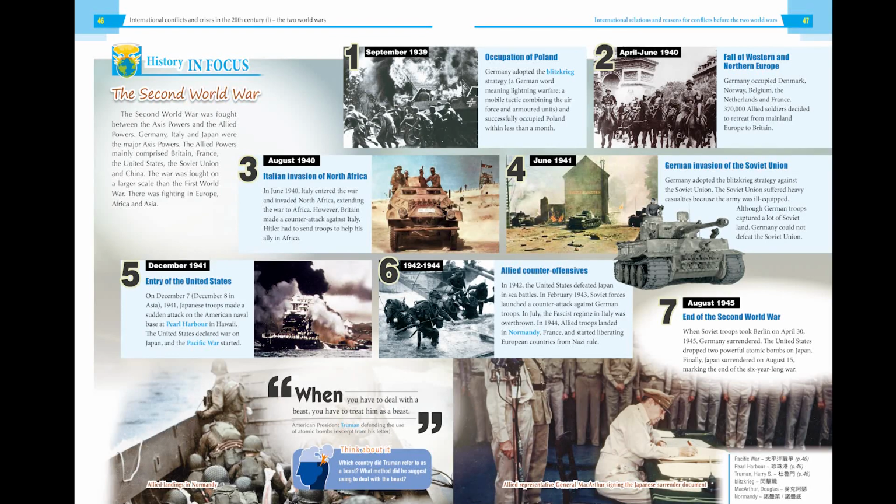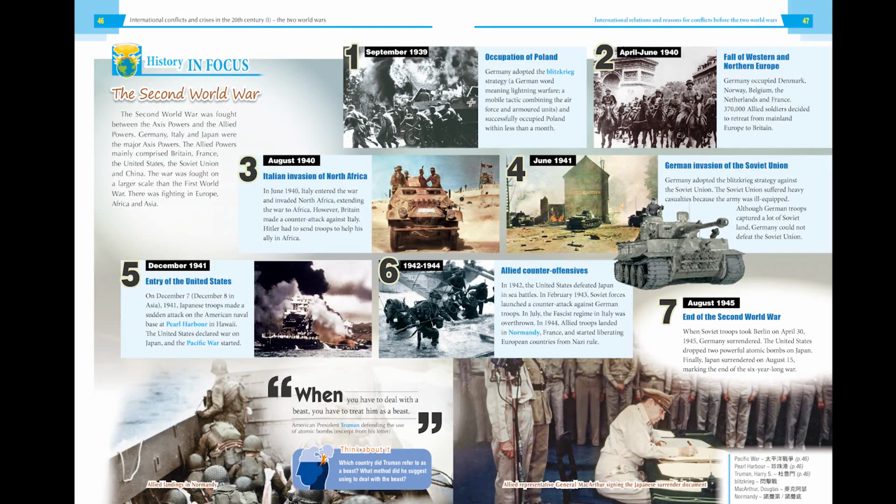4. June 1941. German invasion of the Soviet Union. Germany adopted the Blitzkrieg strategy against the Soviet Union. The Soviet Union suffered heavy casualties because the army was ill-equipped. Although German troops captured a lot of Soviet land, Germany could not defeat the Soviet Union.